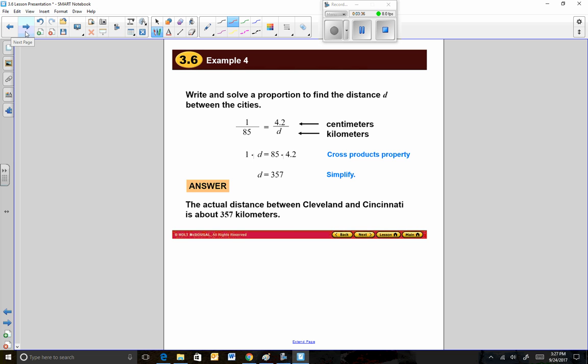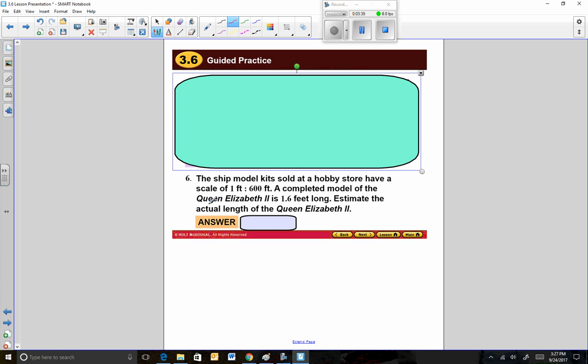Now, let's take a look at a question for you to try on your own. Here you go. The ship model kits sold at a hobby store have a scale of 1 foot to 600 feet. So make sure that you have your 1 foot on this model is 600 feet in real life in your proportion. A completed model of the Queen Elizabeth is 1.6 feet long. So finish up the question and see if you cross multiply and solve and figure out how long the actual length of the Queen Elizabeth is.